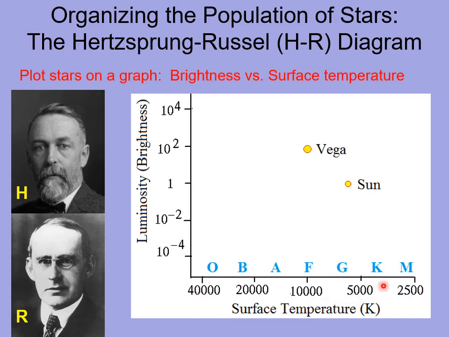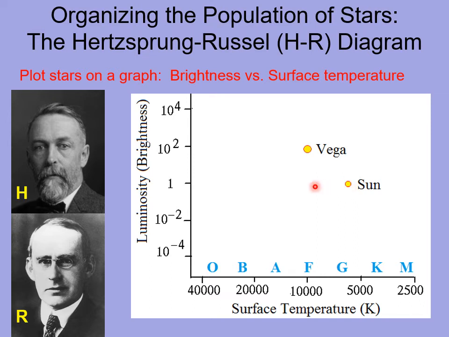So let's just plot a couple stars and see how we would do this. So for our sun, remember our sun is a type G spectral class star. It has a surface temperature of about 5,800 degrees, which is about right here on our graph. And our sun, of course, has a brightness of 1 sun. So it is showing up right here to the right of 1. So there is our sun plotted on the HR diagram.